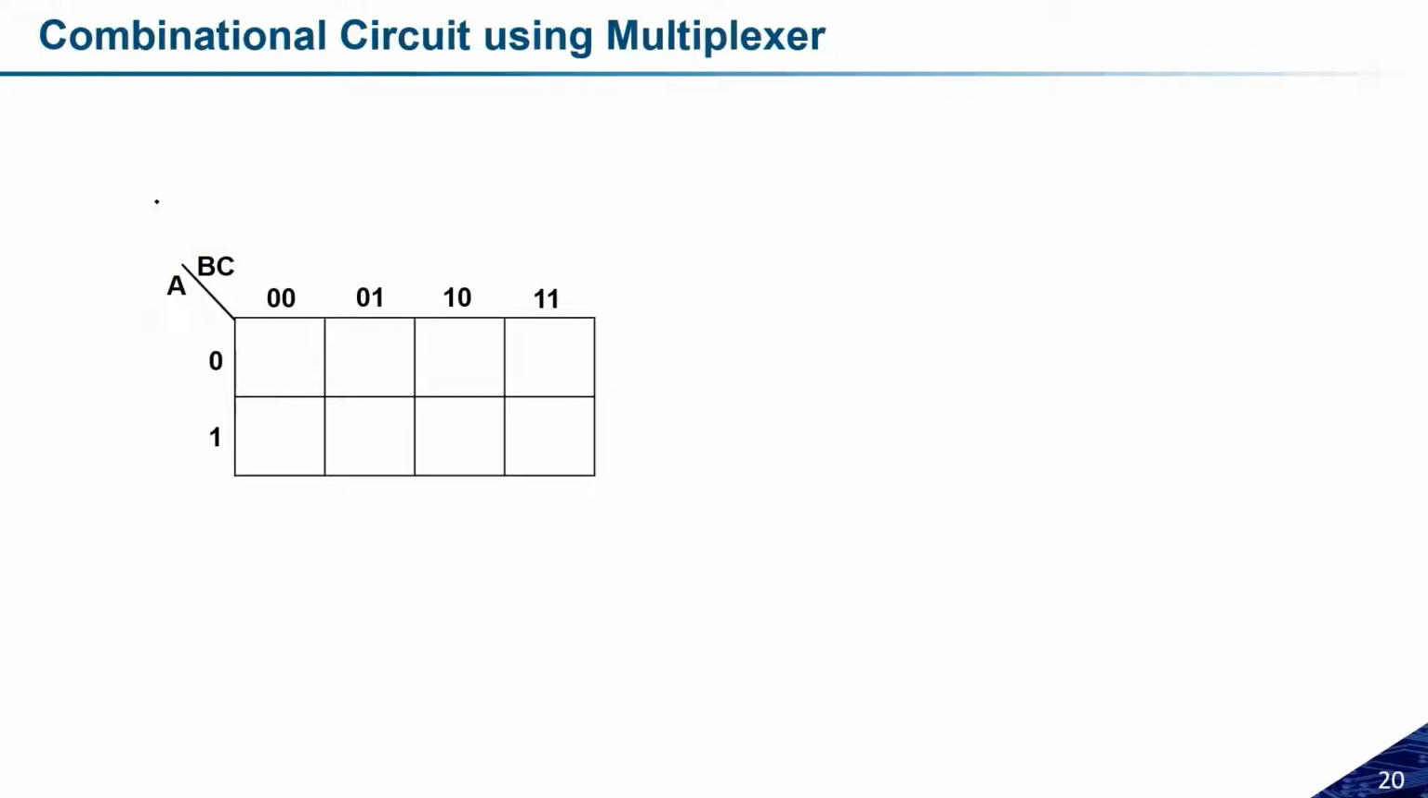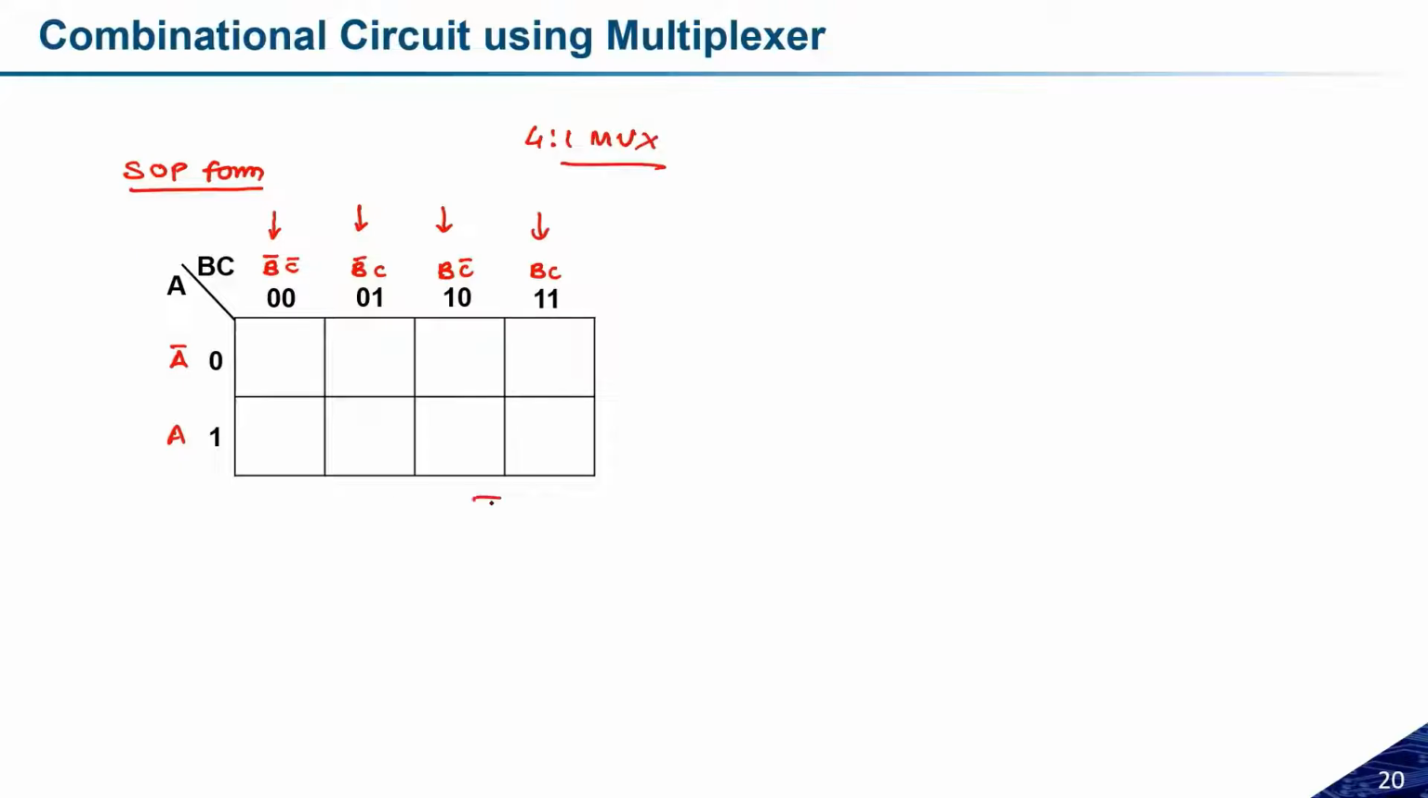Any function that is given can either be in SOP form or in POS form. Let us discuss both. Initially I am considering the SOP form. In the SOP form, how will it look? This term indicates a complement, and this indicates a. For bc, 0 0 indicates b bar c bar, then b bar c, b c bar, and bc. The number of columns represents how many inputs there are, and this particular table has 4 columns. So this can be implemented with the help of a 4:1 MUX.